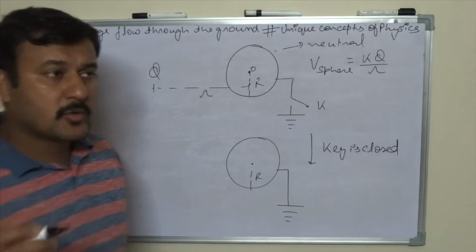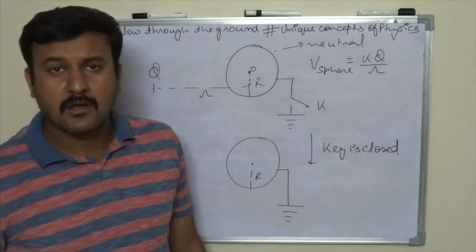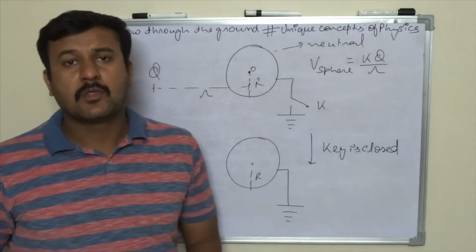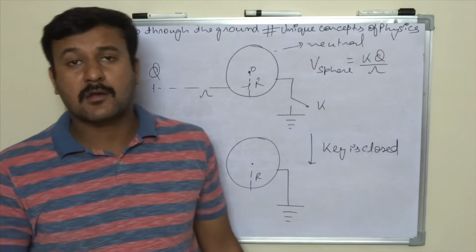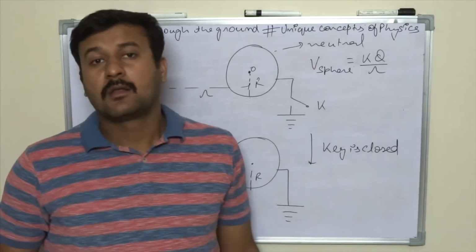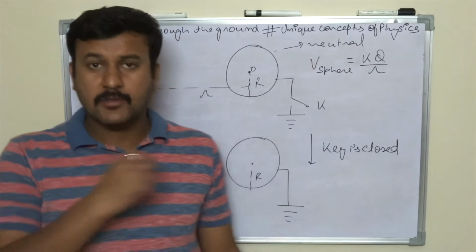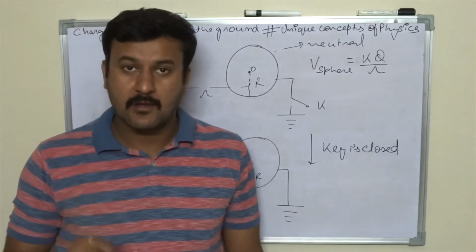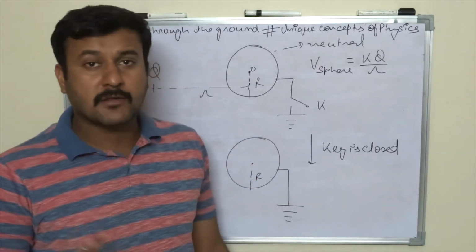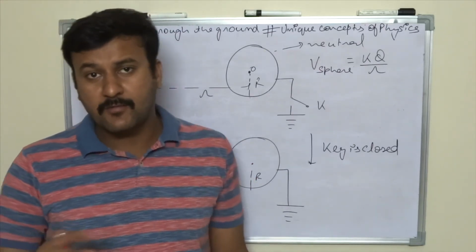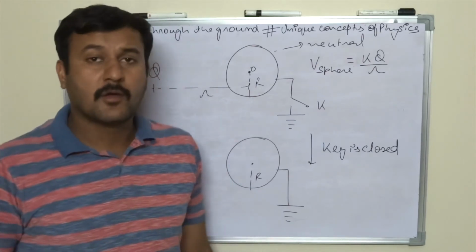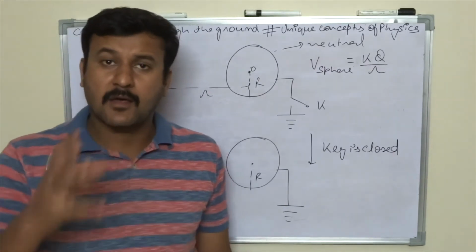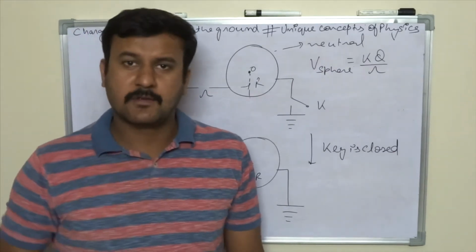Obviously, when two conductors are connected, earth is also considered a conductor. When two conductors are connected to each other, the charge flows from one conductor to the other till their potential becomes equal. Now in this case, one conductor is this metallic sphere and the other conductor is earth, and the potential of earth is 0. So the charge will flow either from earth to sphere or from sphere to earth till the potential of sphere and earth becomes equal, and that is 0.